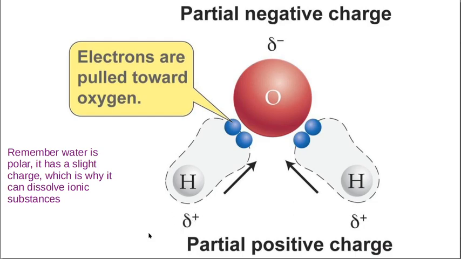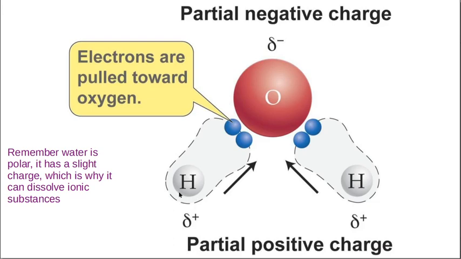The capital delta, which is the triangle, we use it for change. So what happens is this oxygen has a lot of protons in its nucleus. Opposite charges attract. This poor little hydrogen's only got 1 proton in its nucleus. These electrons go towards the oxygen because the oxygen is highly electronegative, and that makes the electron cloud around this molecule concentrated around the oxygen.